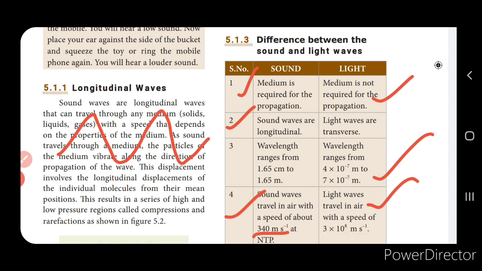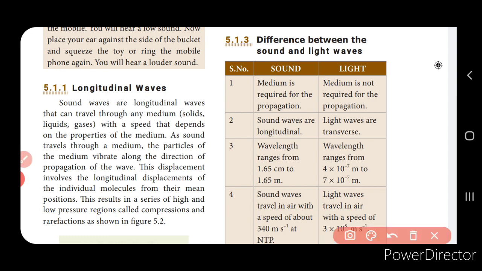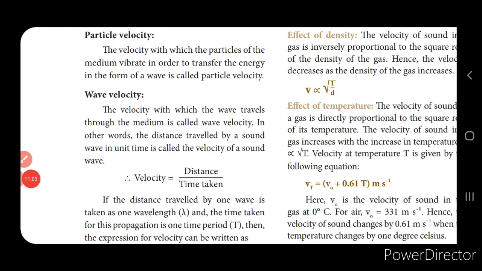So this is the difference between the sound waves and the light waves, and this is a very, very important question. So here we are going to talk about the velocity of the sound waves. When we talk about the velocity of the sound waves particularly, there are two velocities: one is the particle velocity and the other is the wave velocity. Now why are there two velocities? Because the vibration of the particles makes the sound wave propagate or transmit. So there are two velocities.